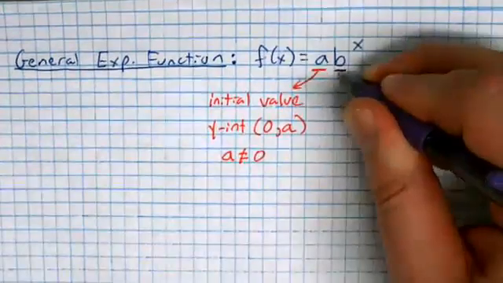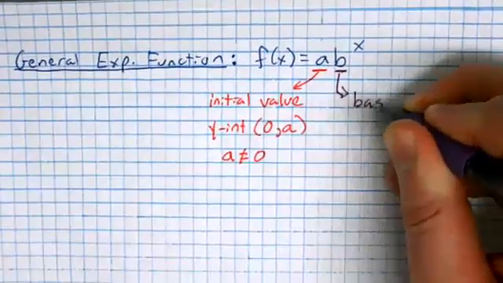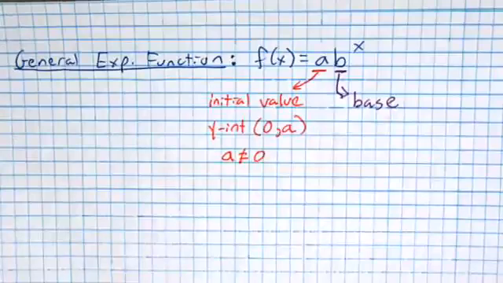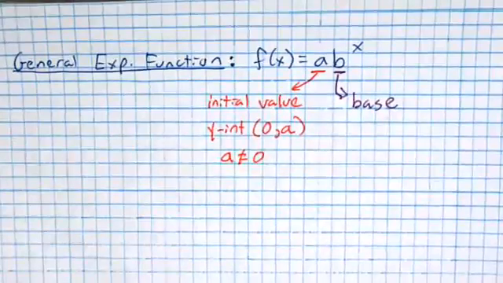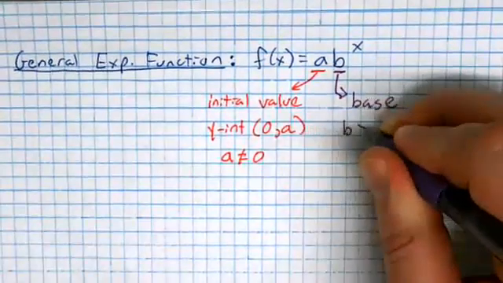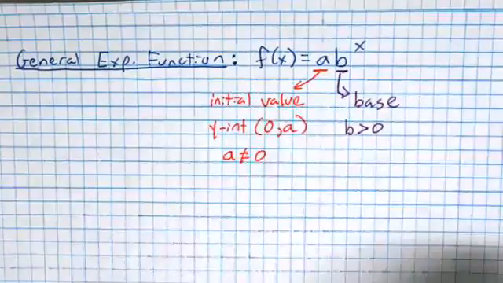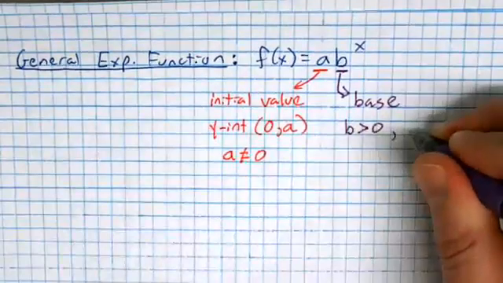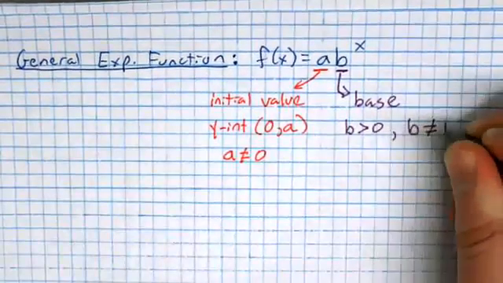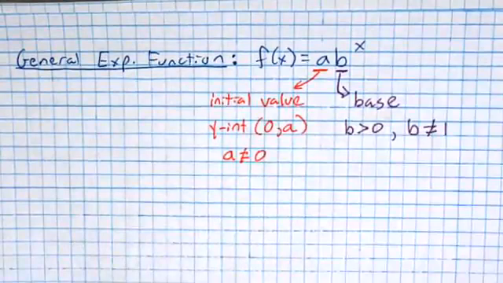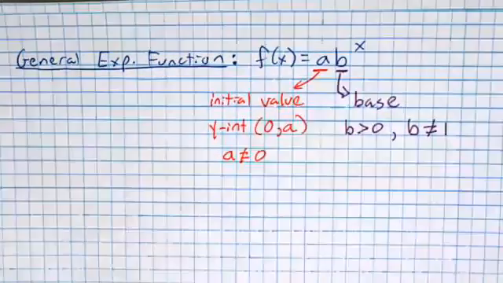b is what we call the base. Some rules for the base is that the base has to be greater than 0. We don't deal with negative bases because weird stuff happens when we start dealing with negative bases. And also because it would just be way too boring, we don't allow b to equal 1. Because if b is 1, then you're basically multiplying a times 1 and you got another horizontal line.